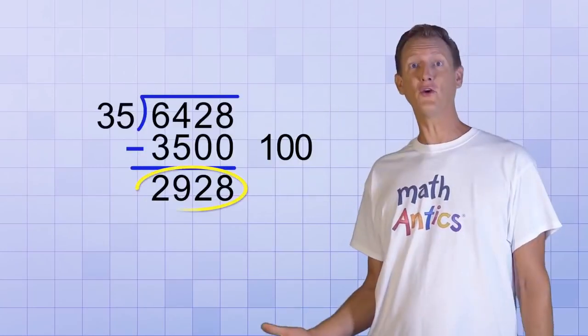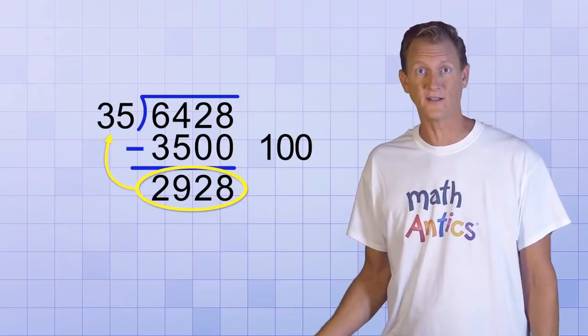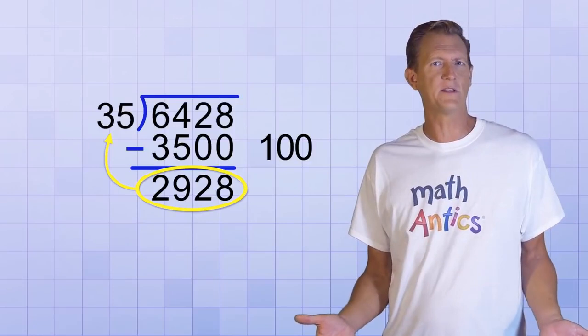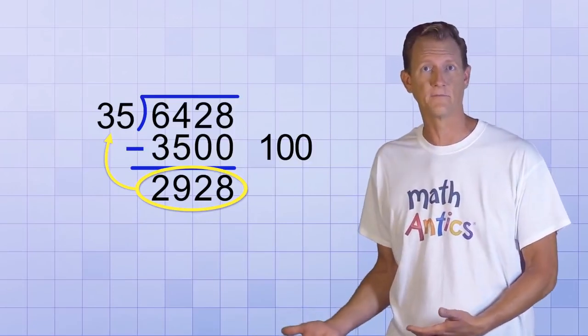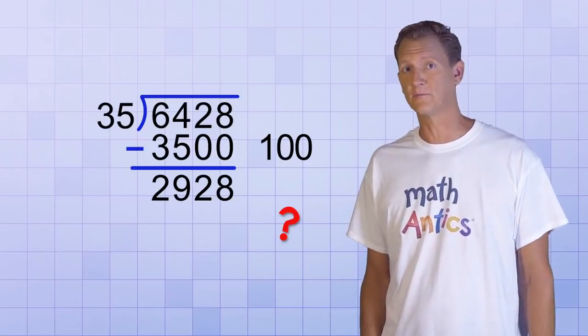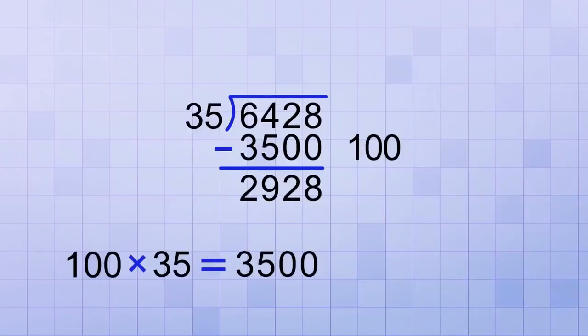2,928. That's a huge remainder when compared to our divisor, isn't it? But that's totally okay in the partial quotients method, because it just means that we have more partial answers to figure out. So, what should our next estimate, or guess, be for a partial answer? Well, we can't do 100 again, since 3,500 is greater than the remainder, so we need something smaller.